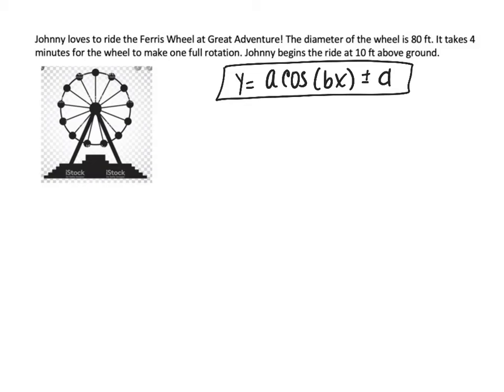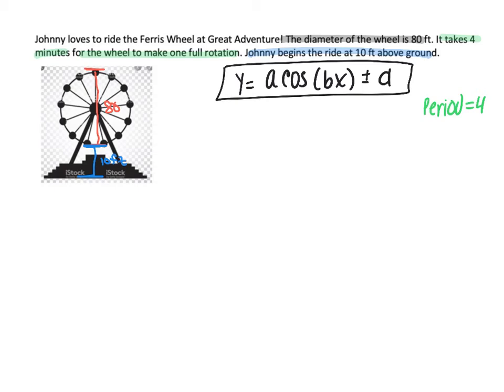So in this particular problem, we have that the diameter of the Ferris wheel is 80 feet. So I'm going to go ahead and label the picture with 80 for the diameter. So from the top to the bottom is 80. And then it tells us that it takes 4 minutes to complete one full rotation. So again, you should be thinking one full rotation is period. So we know that the period is 4 minutes. And they also tell you that Johnny begins his ride at 10 feet above the ground. So from here to the ground is 10 feet.